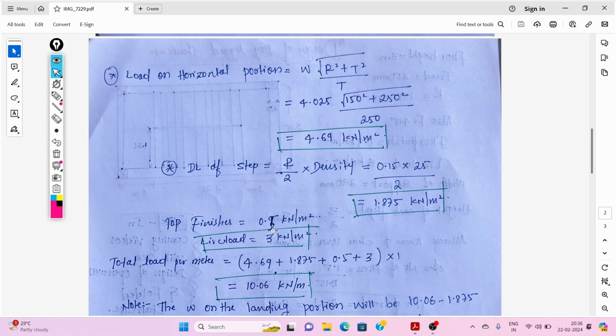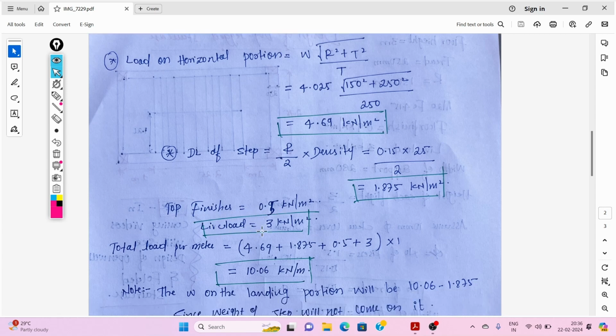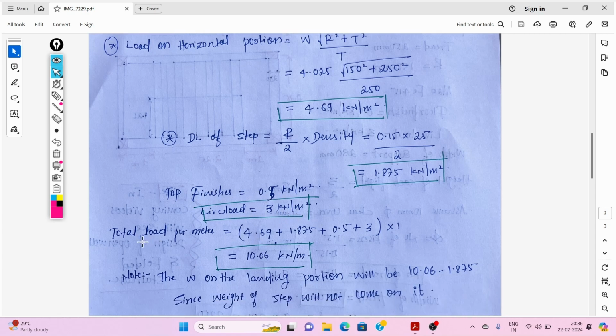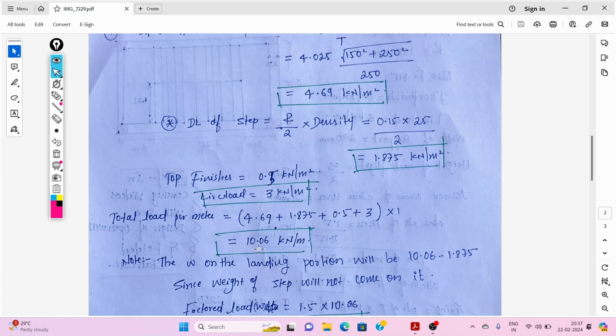Okay. Now, top finishes we will consider 0.5 kilonewton per meter square. This also depends on the material. Now live load we are considering 3 kilonewton per meter square. Now total load per meter: on the waist slab per meter, 4.69, this horizontal load, plus 1.875, this step load, plus 0.5 is the floor finish, plus live load, into 1 for per meter. We'll get 10.06 kilonewton per meter.